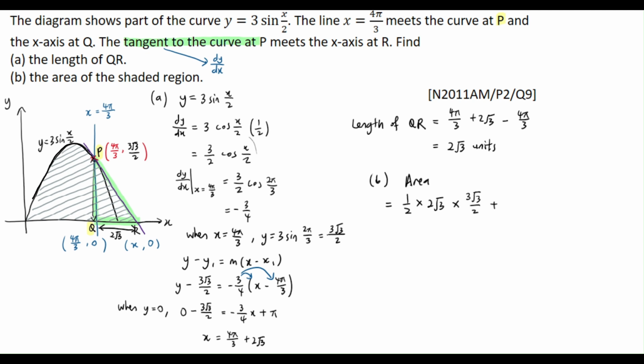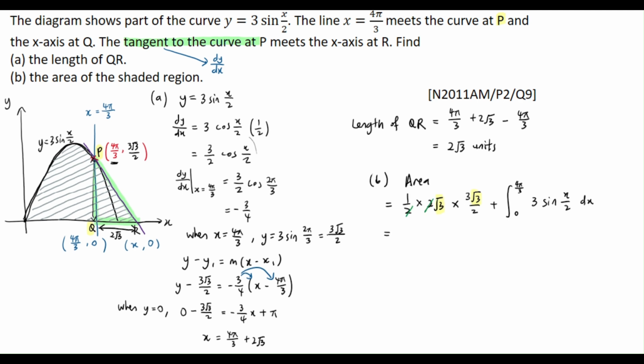plus, now in that case, because it's bounded by this curve, I have no choice but to perform integration from 4 pi over 3, which is the x coordinate of point P, to the lower limit, which is 0. So I would have 3 sine x over 2 with respect to x. Simplify. Root 3 times root 3 gives me 3.